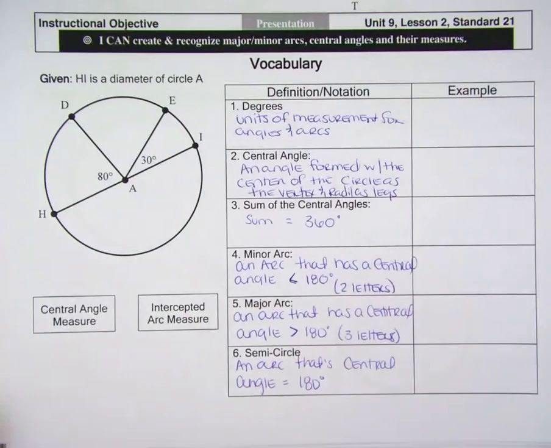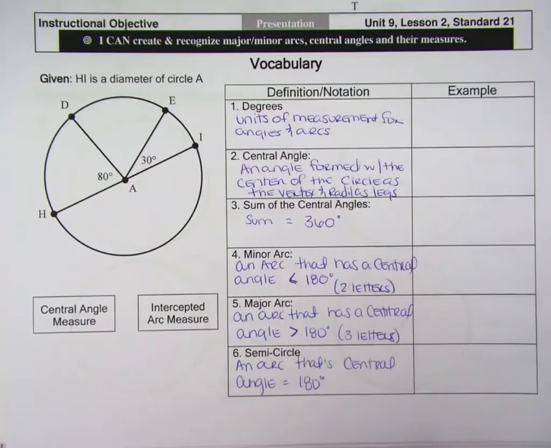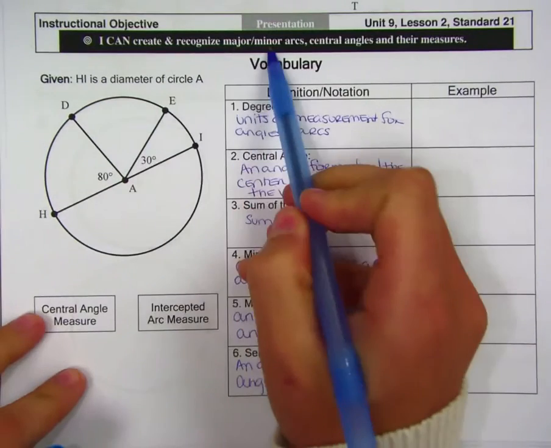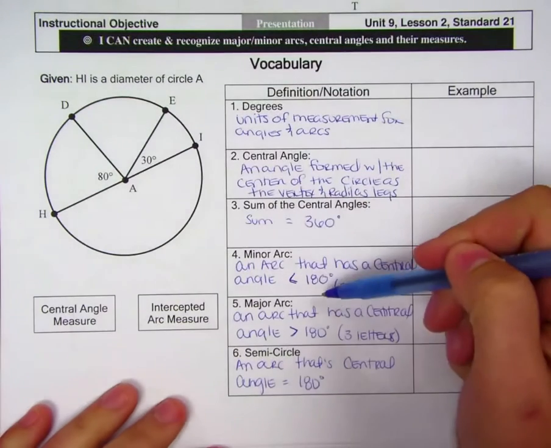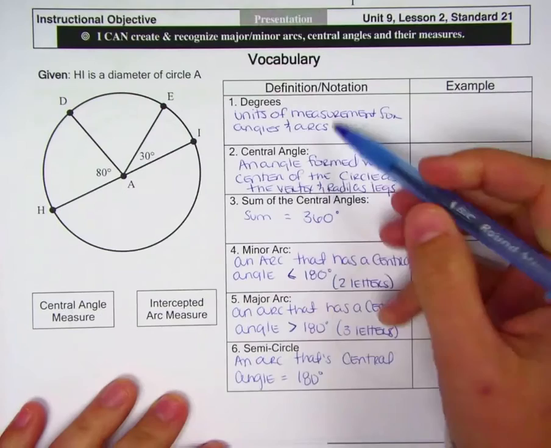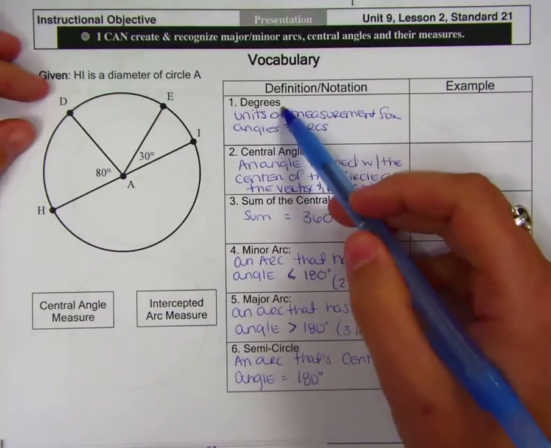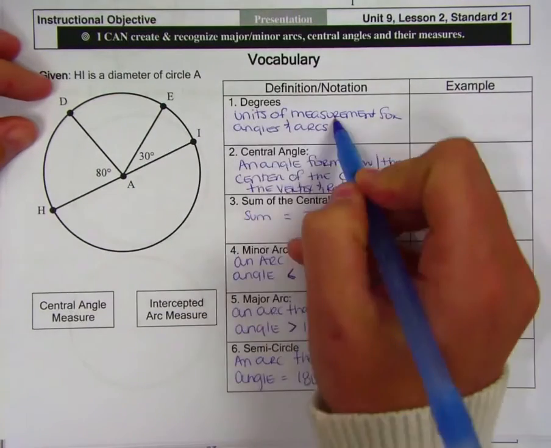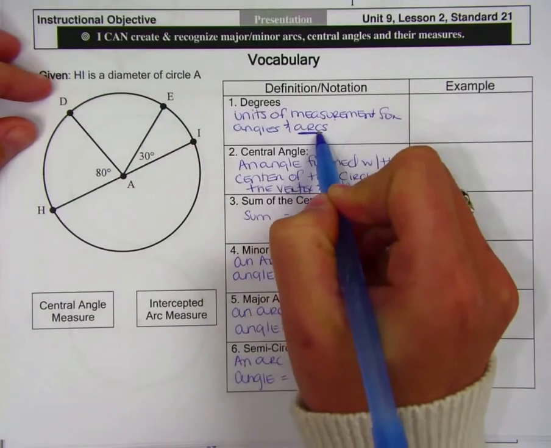Okay, so this is the second lesson in Unit 9, which is creating and recognizing major and minor arcs, central angles, and their measure. So really quickly, there's a ton of vocabulary this lesson. We're going to go over it. We're going to use it the entire unit. So let's start with the simplest one, which is degrees. Degrees are a unit of measure for angles and arcs, so arcs as well.